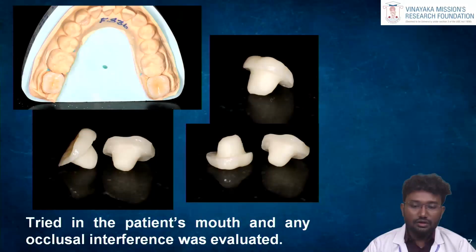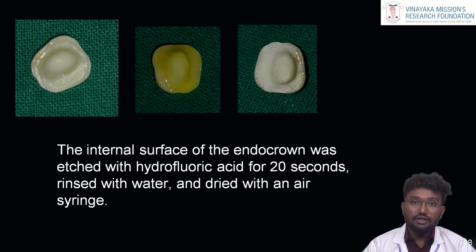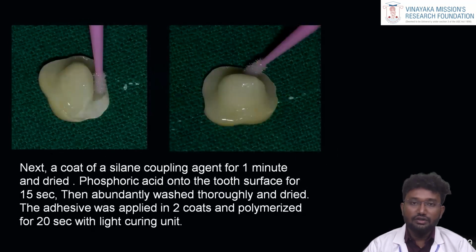Next, before luting, this endocrown has to be tried in the patient's mouth to check whether any occlusal interference is present or not. Following that, the internal surface of the endocrown was etched with hydrofluoric acid for 20 seconds, then rinsed with water and dried with an air syringe to obtain a white frosty appearance. Following this, the endocrown is coated with a silane coupling agent for 1 minute and then dried. This is how the endocrown is treated.